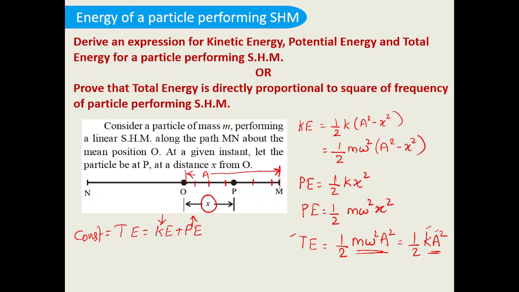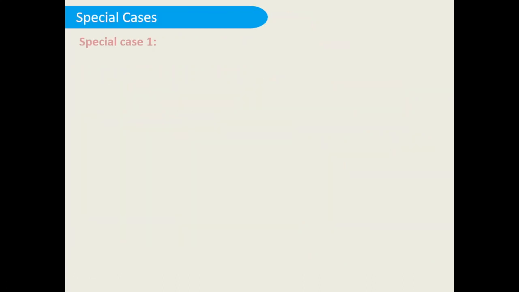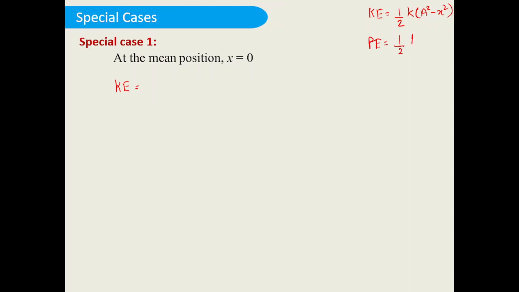So let us now see the special cases of the energies of the particle performing linear SHM. The first case is at mean position. I will write the formulas here. Kinetic energy is equal to half k into a square minus x square. In terms of k it is very simple to remember. Potential energy is half k x square, and total energy is equal to half k a square.